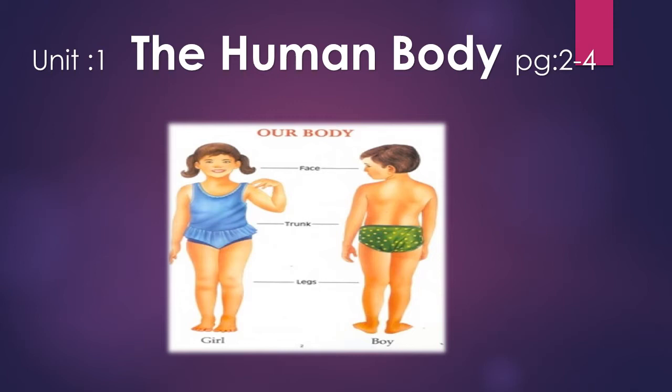So before we start, first look at this diagram. This diagram shows you how our body looks from the external, how our body looks from the outside. This is a girl and this is a boy. Now we will discuss how our body looks internally, from the inside, and how the different organs are made, how our body is made from the inside.